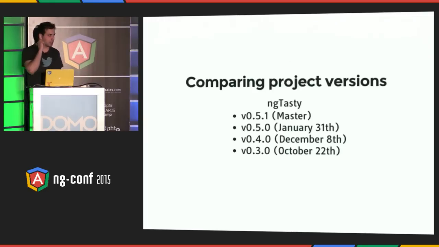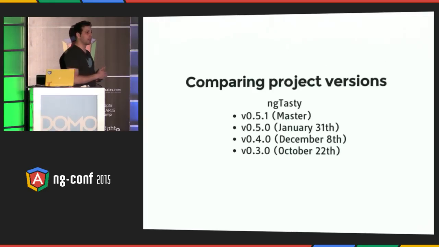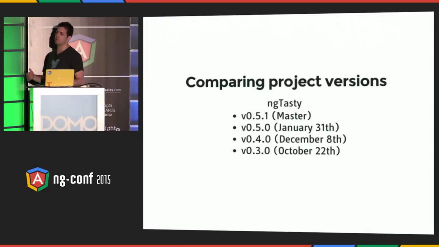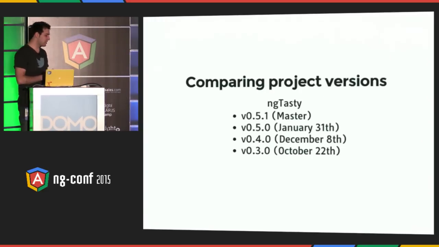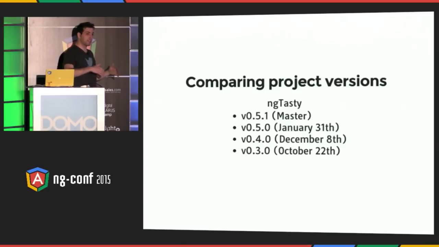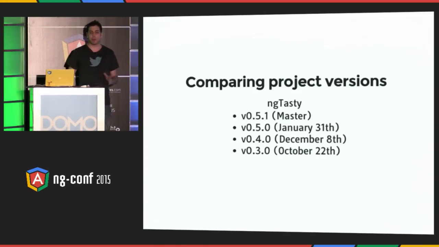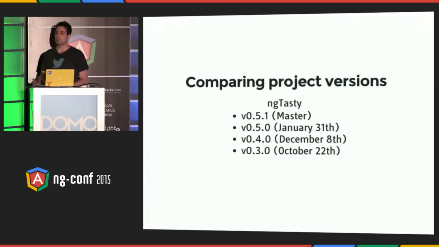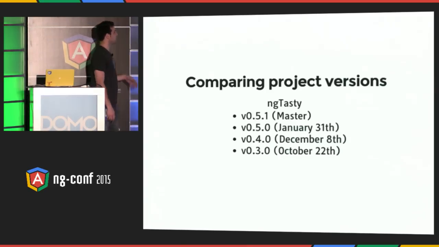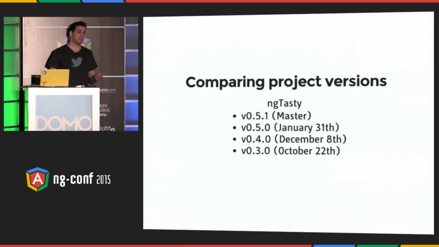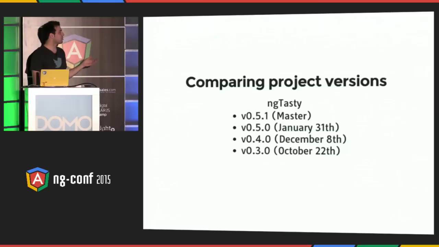So we saw how you can compare the speed between all the different API implementations. What about if I have my feature, I have my directive that does that, and I want to see over time if I'm actually improving the speed or becoming slower. So these are some measured releases of ngTasty, October, December, with 0.3, 0.4, 0.5, and the latest one that is not out yet.